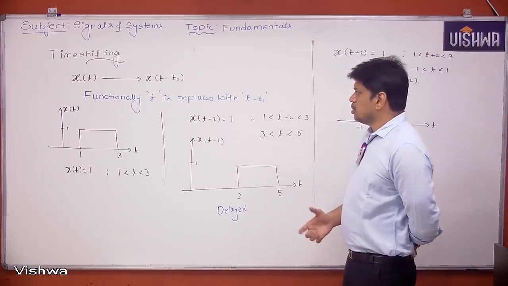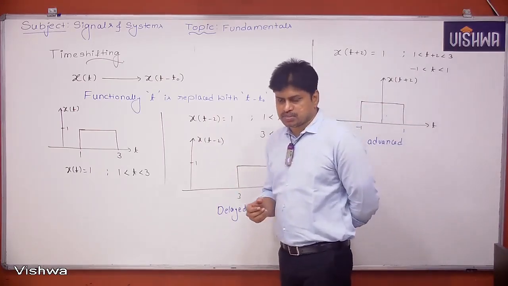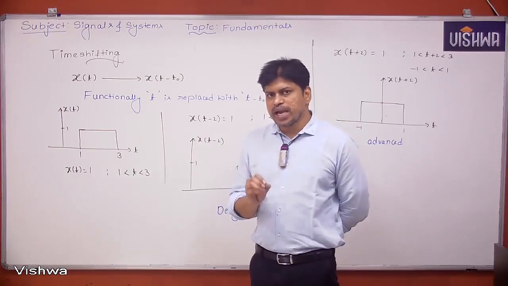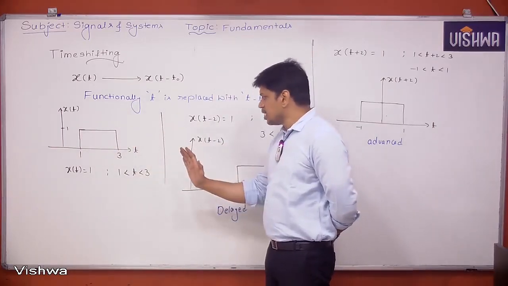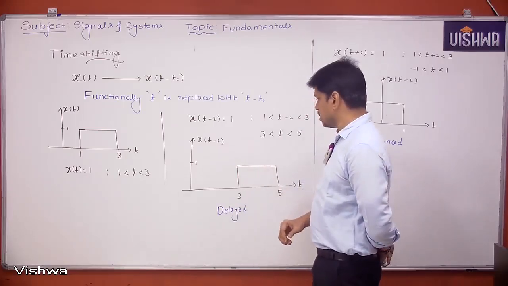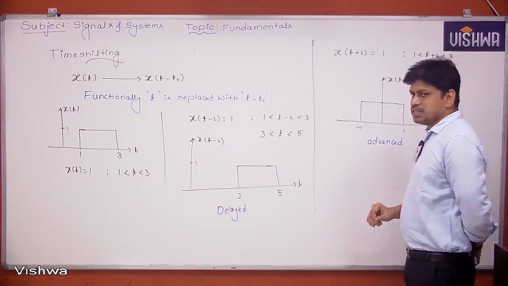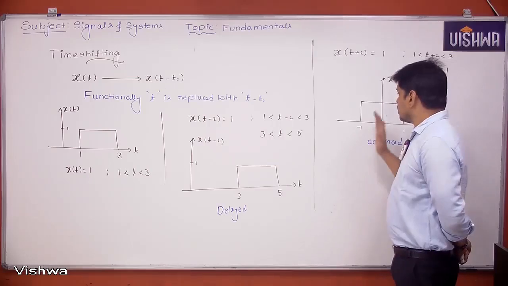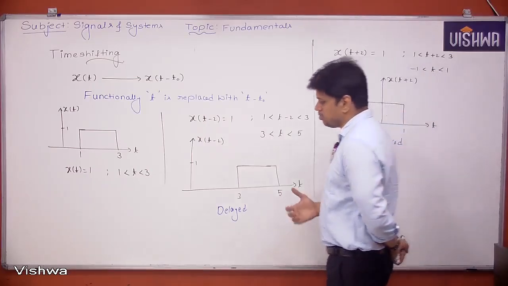Suppose a signal is delayed by 2 seconds. Functionally, we have to replace t with t minus 2. Graphically, the signal has to be shifted right side by 2 seconds. That's the meaning of it. Whereas if a signal is advanced by 2 seconds, functionally we have to replace t with t plus 2, and the graph has to be shifted leftwards by 2 seconds. That's the meaning of advance.